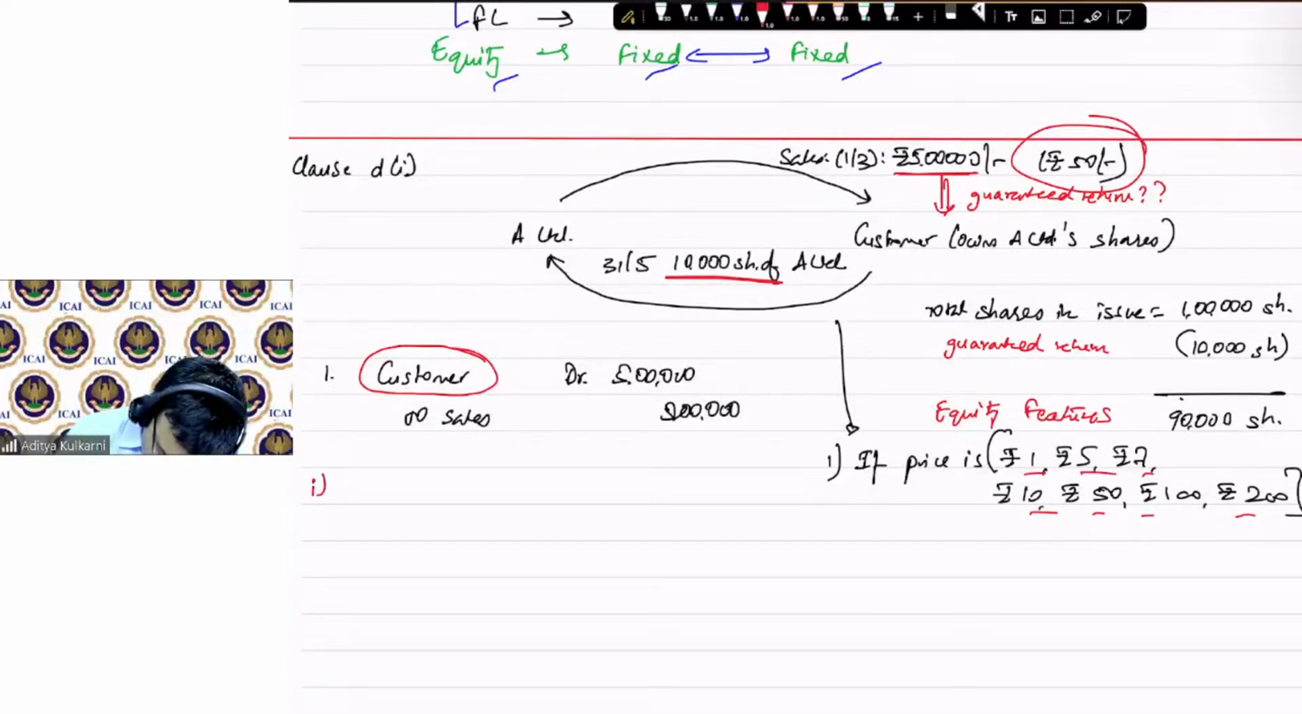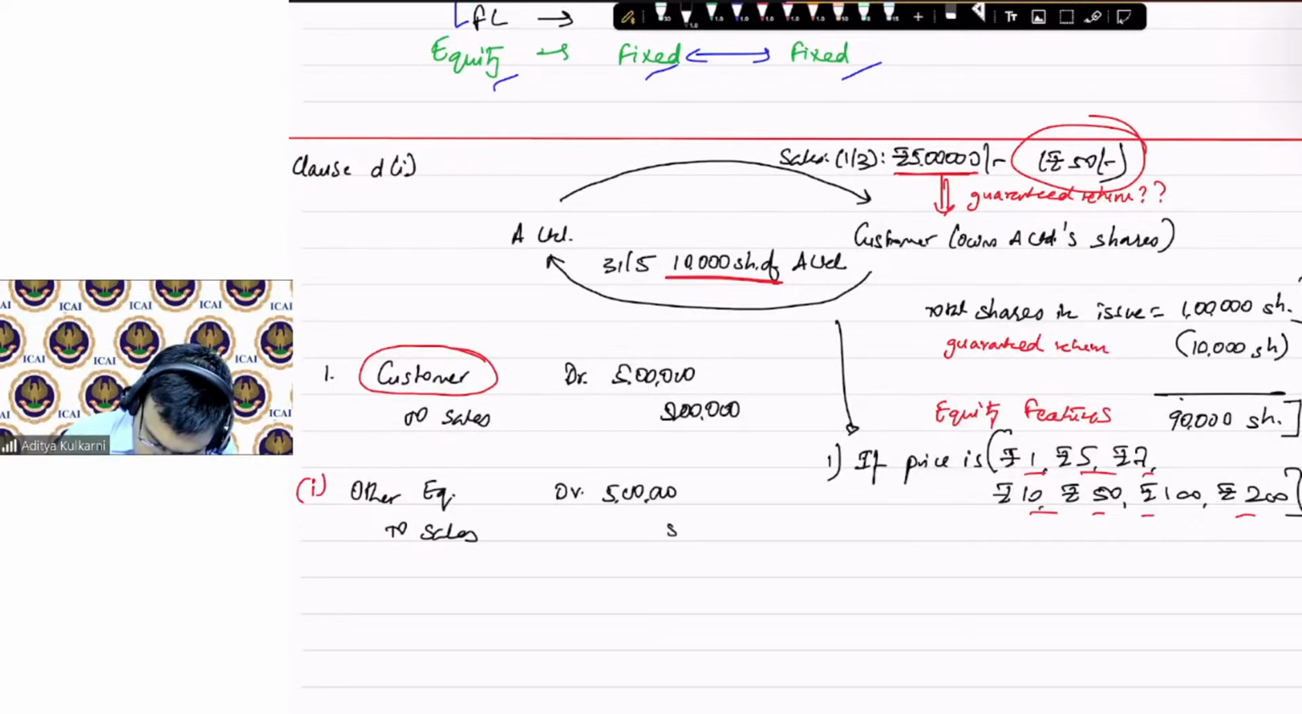So the entry that you will pass is this: your equity is currently showing 1 lakh shares, but equity features exhibited are only 90,000. So therefore, you will have to debit other equity. Other equity account debit to sales. This is the entry that you are going to pass. Instead of customer, you will end up debiting other equity, or you can designate the customer as being other equity.